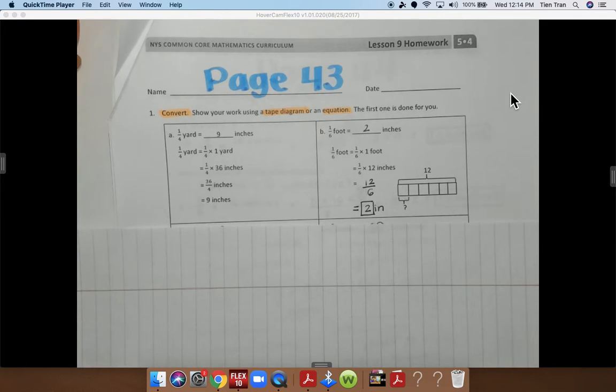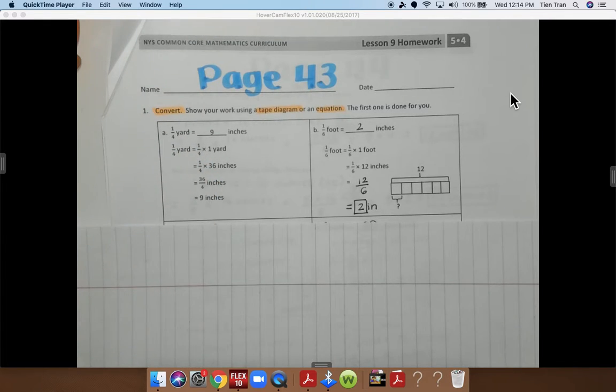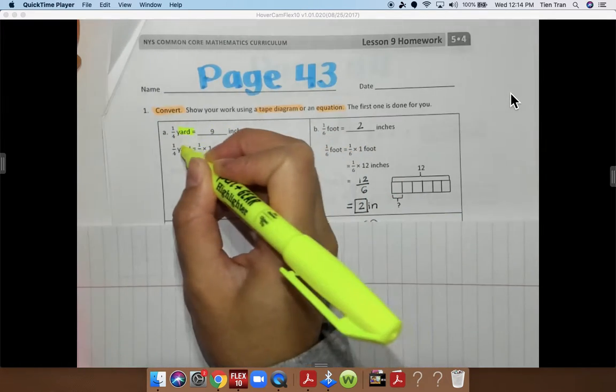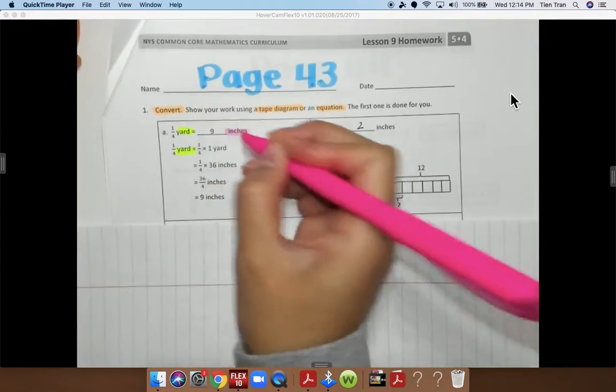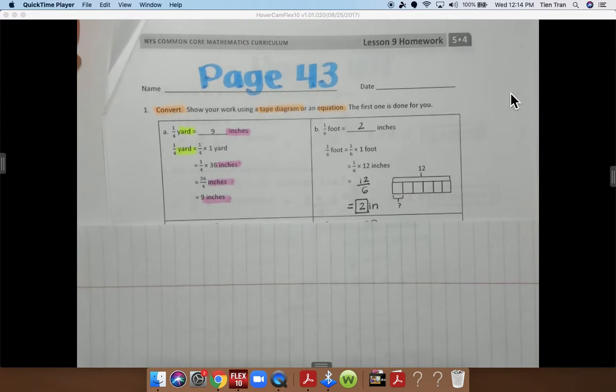So, we have here 1/4 yard. We know that 1 yard is equal to 36 inches. So they are converting yards into inches. If you look here, we have our yards, and they're asking you to convert yards into inches. So that's what we have here. They're dividing to get yards into inches.